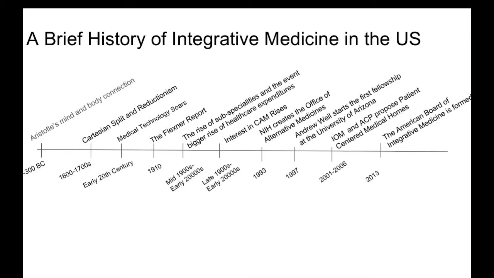And then in the mid-1900s and even into the early 2000s, we saw a huge rise in the number of subspecialists after the Flexner report really redefined medical education. And we were able to do so much more, but the cost of healthcare spending really rose significantly. The total healthcare expenditures actually reached $2.9 trillion in the year 2013. And this is a significant burden in the United States.